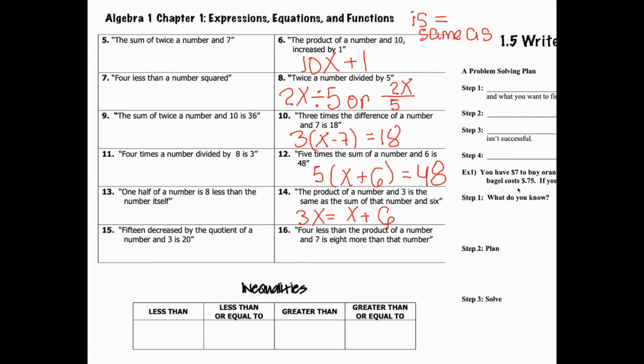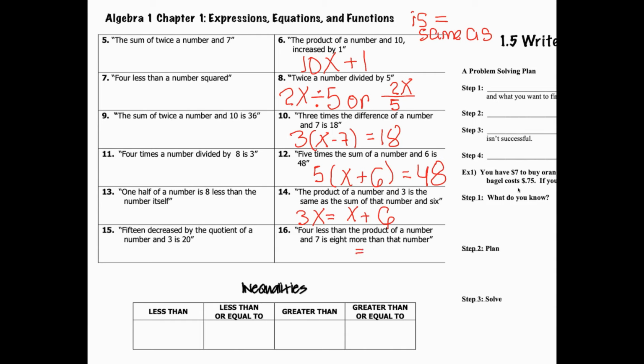4 less than the product of a number and 7 is 8 more than that number. So we've got an is in there. 4 less than the product of a number and 7. Remember, less than means that you're going to turn around the order. So instead of 4 minus 7x, we want 7x minus 4. And then that equals 8 more than a number, so that's just x plus 8.